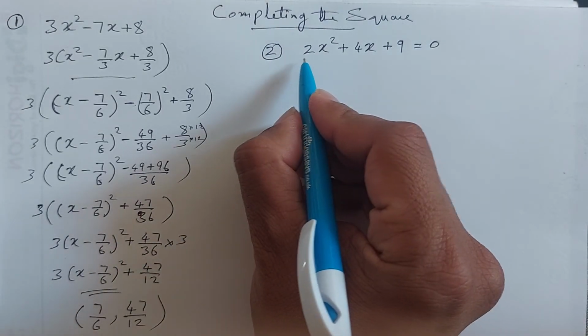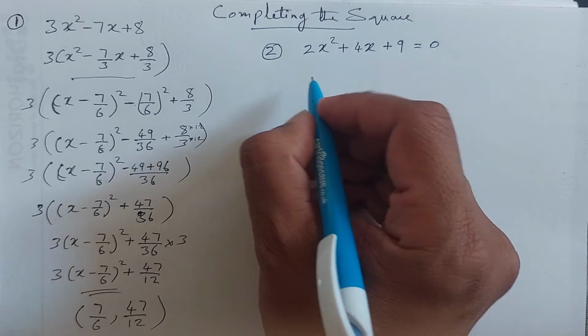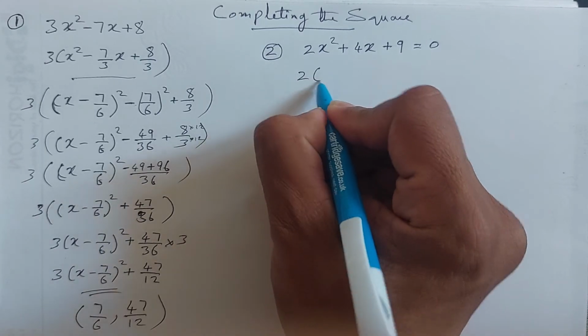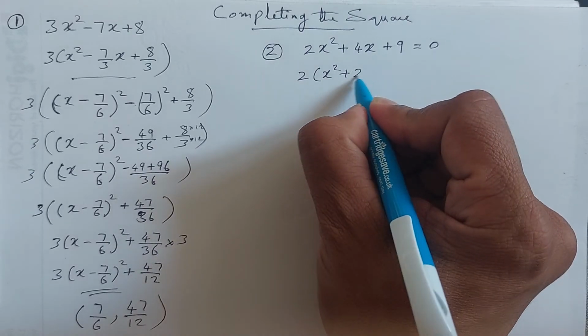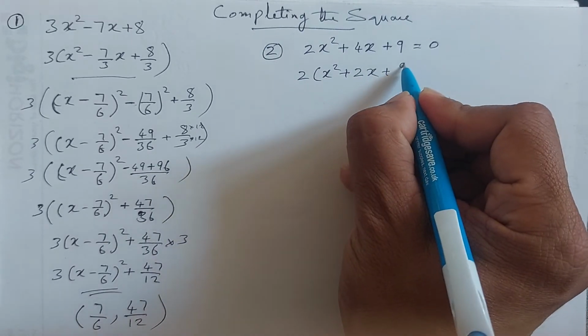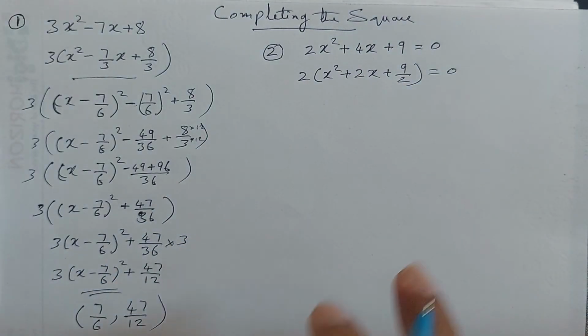Now again, if you see the coefficient in front of x squared, you just take it out. You take it common the way we did in the previous one. So that plus 2x plus 9/2. You can write it 4.5 or you can write it in the fraction, whichever is good for you.